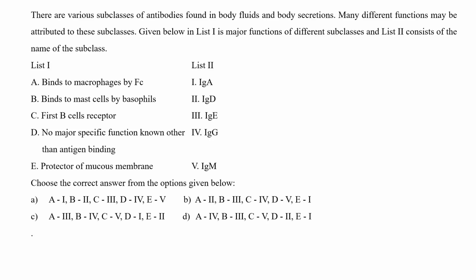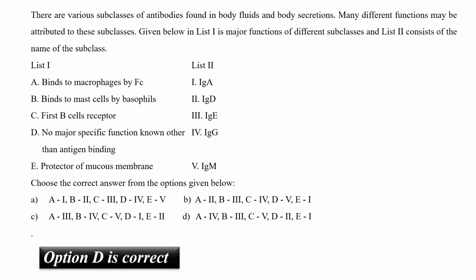Now, protection of mucous membrane. IgA is an antibody which is associated with the mucosal membrane. So E has to be connected with first. So if we see, then A is connected with fourth, B is connected with third, C is connected with fifth, D is connected with second, and E is connected with first, which is option D.